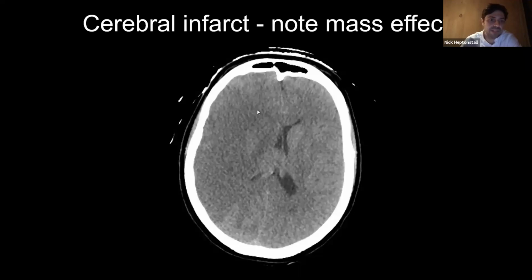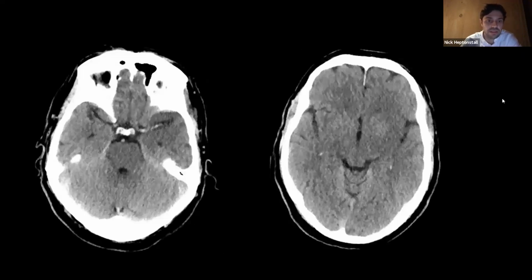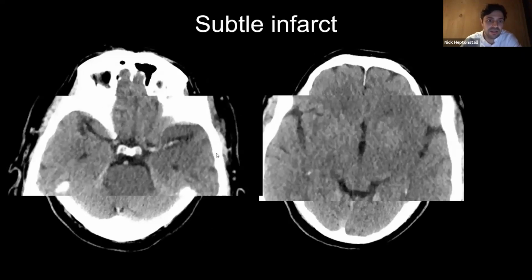This is in the MCA territory, so typically posterior frontal, temporal and parietal, and then the anterior parts of the frontal lobes are the anterior circulation, the occipital lobe, and the cerebellum are posterior circulation. So this is a slightly more subtle case.